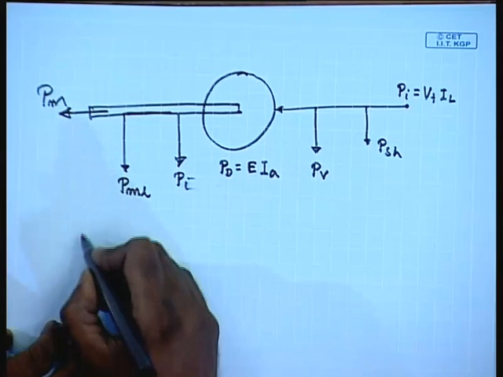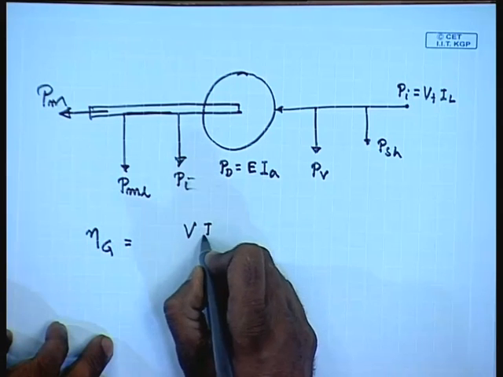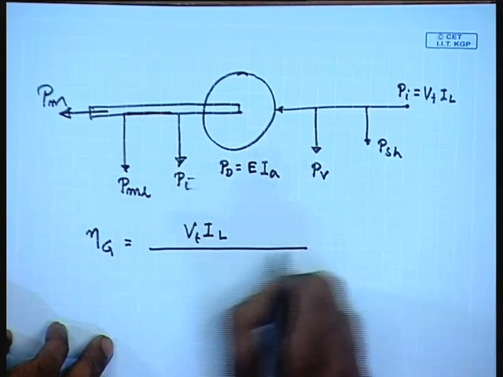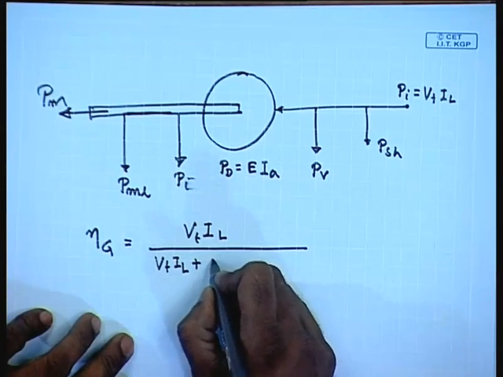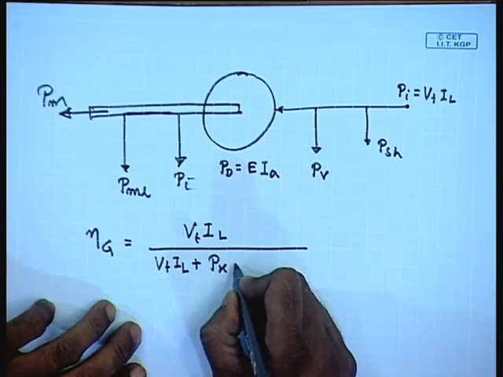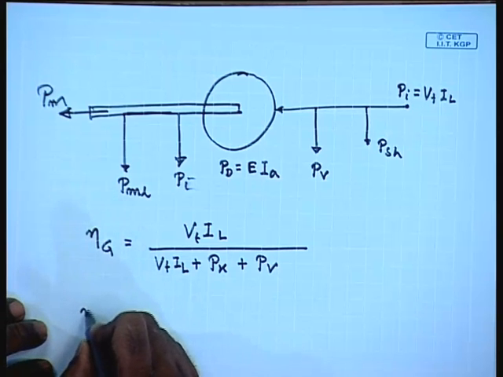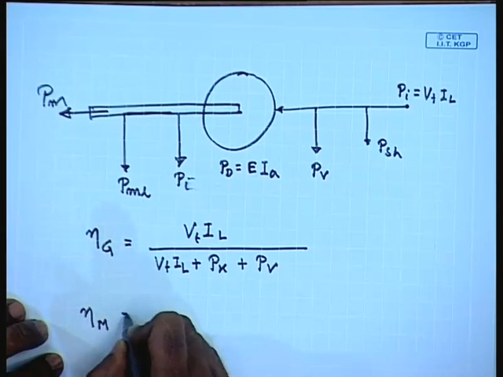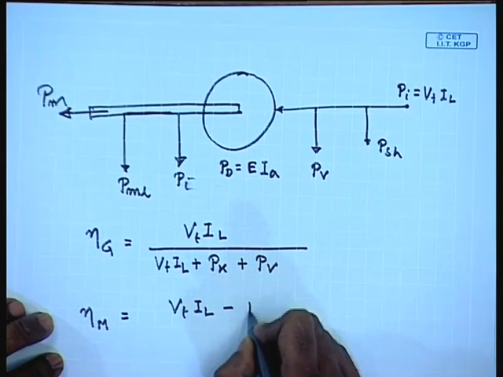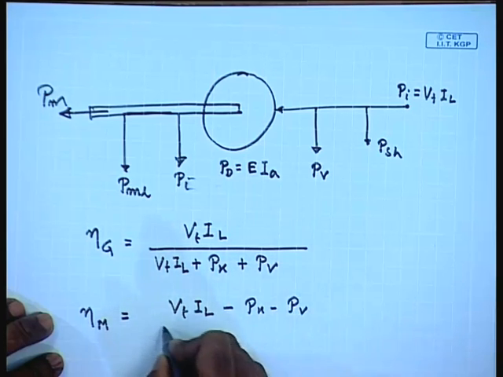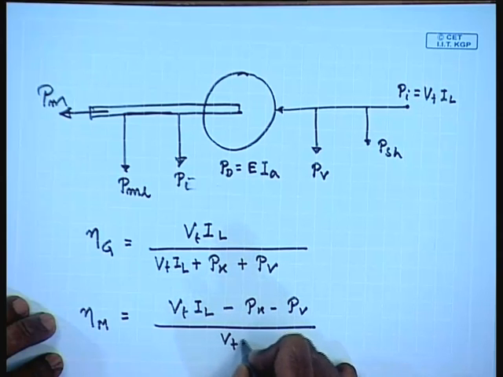So, the generator efficiency equal to VT IL divided by VT IL plus Pk plus Pv, and motor efficiency eta M equal to VT IL minus Pk minus Pv by VT IL.